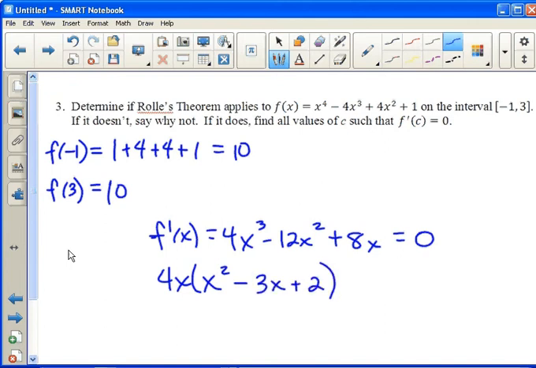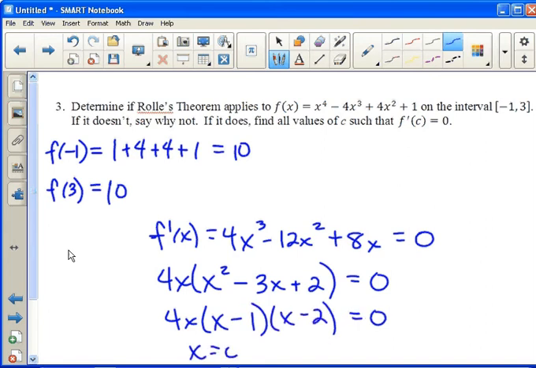You can factor that to be x minus 1, x minus 2. So we have 0, 1, and 2 as our answers.